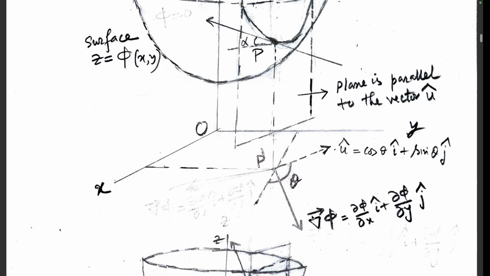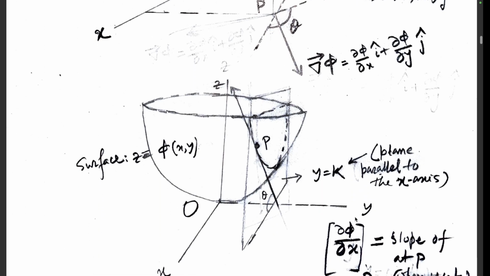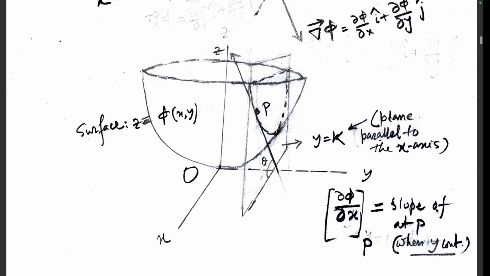So grad phi is del phi del x i cap plus del phi del y j cap, and del phi del x at the point P is parallel to the case when y is constant. So this is y equal to constant. This plane, y equal to constant, parallel to the xz plane, cuts the surface in this curve C at the point P. So this is the tangent to the curve C at the point P. So del phi del x is the slope at the point P, where y is constant.